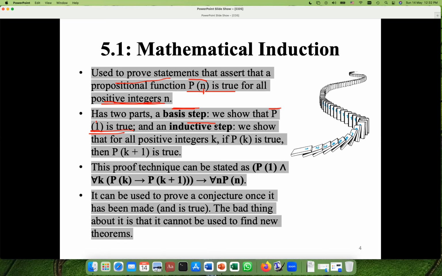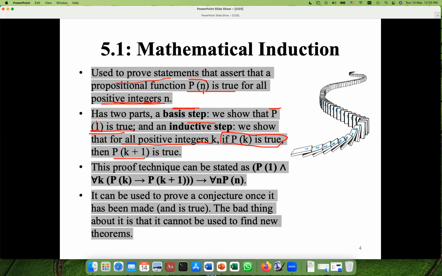And then the inductive step. In the inductive step, you have to assume something first. You have to assume that P of k is true for all positive integers k. You have to assume it first, and by taking that assumption, you have to apply it to the next step, P of k plus 1.